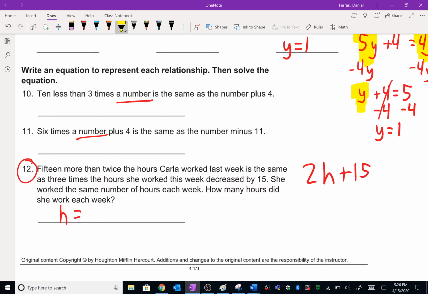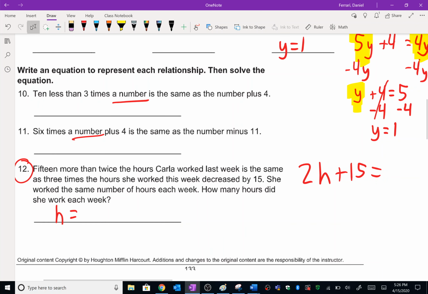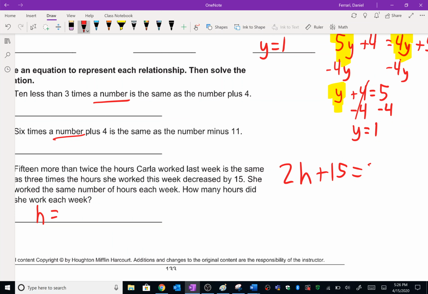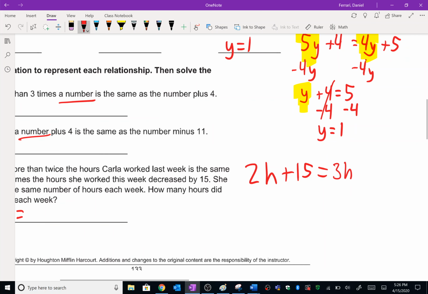Now let's look at the right side. It says is the same as, just meaning equals. So we can probably throw an equal sign on our problem. Is the same as 3 times the hours she worked this week decreased by 15. That means 3 times the hours she works, that would be 3h. And then it says decreased by 15. Well, when we did 15 more, we added 15. So decreased by 15 logically would be minus 15.